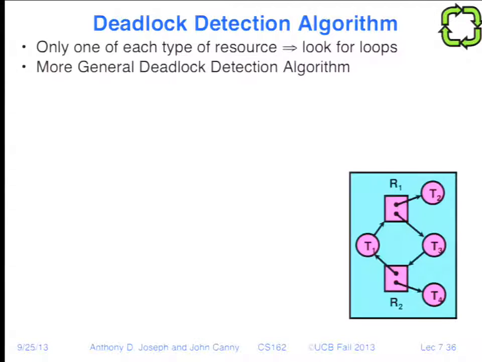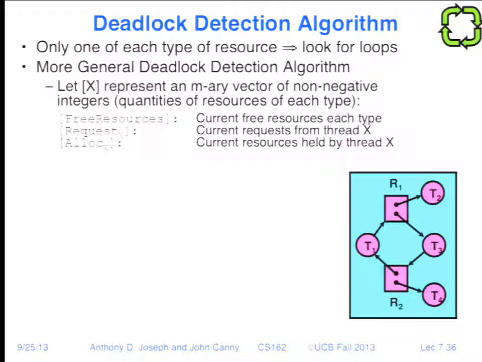You can look for simple cyclic loops on individual resources. A more general deadlock detection algorithm uses sets of resources. We assume that we have a vector X of the numbers of resources of each type. So free resources X is a vector of those numbers. A request is a vector of requests, again in number of objects that you're requesting of each type. And finally, the allocation is the number of objects of each type that you're currently allocated.